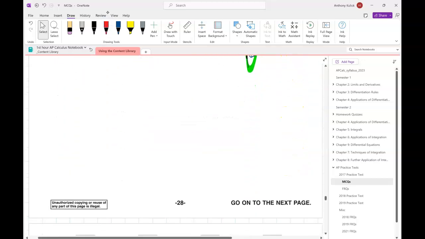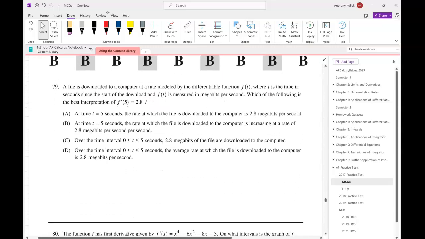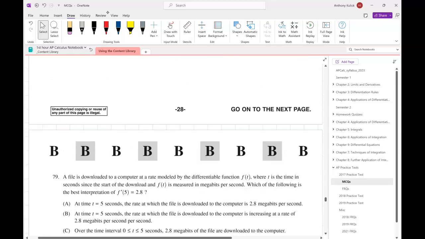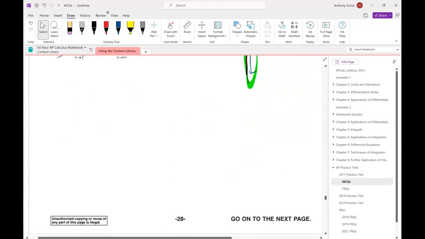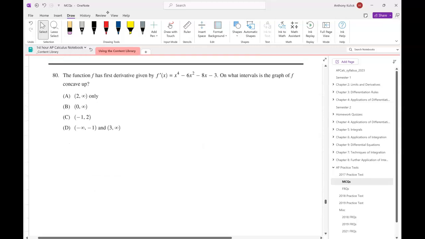79. I'm skipping because the majority of us got that one. Or I'm sorry, 70. Oh, hold on. That was 78 we just did. Okay, so 79 we're skipping. Seemed like most of us got that one.